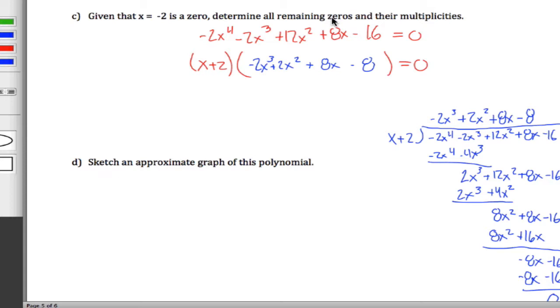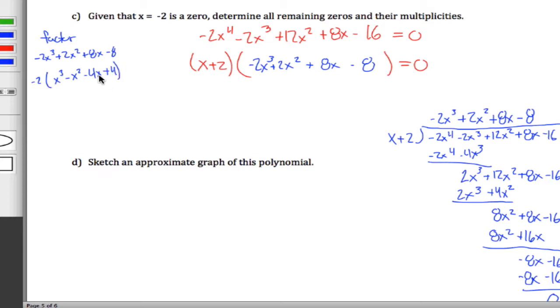To find all remaining zeros, I'll have to factor this guy. So to factor this guy, maybe I do that off to the side. Let's factor negative 2x cubed plus 2x squared plus 8x minus 8. A couple different ways you can do this. Something that strikes me is that there's a greatest common factor. So I would pull out a negative 2 from all 4 of these terms. Turns out you don't have to do that. I think it makes it a little bit easier if you do it.